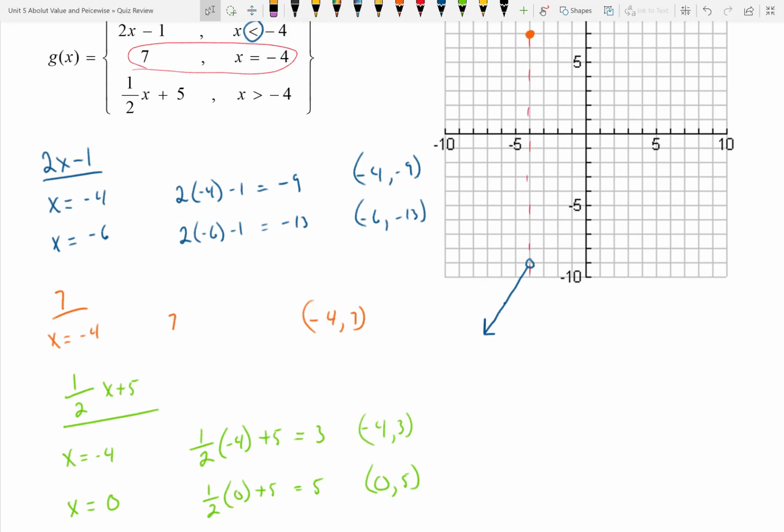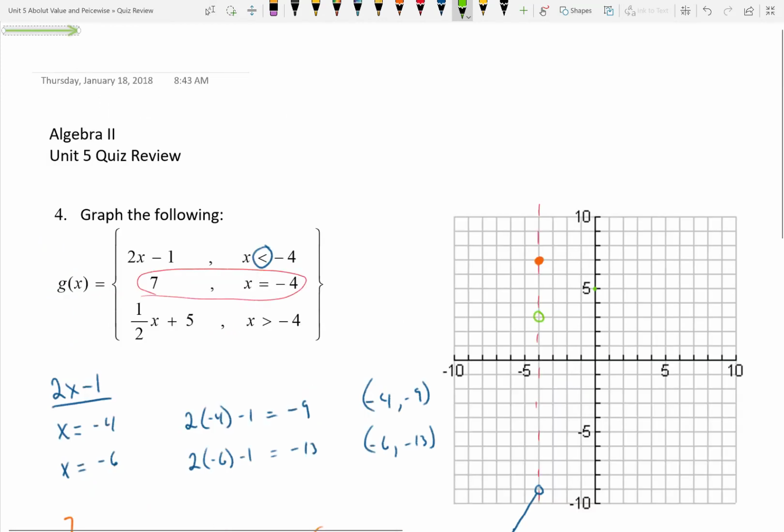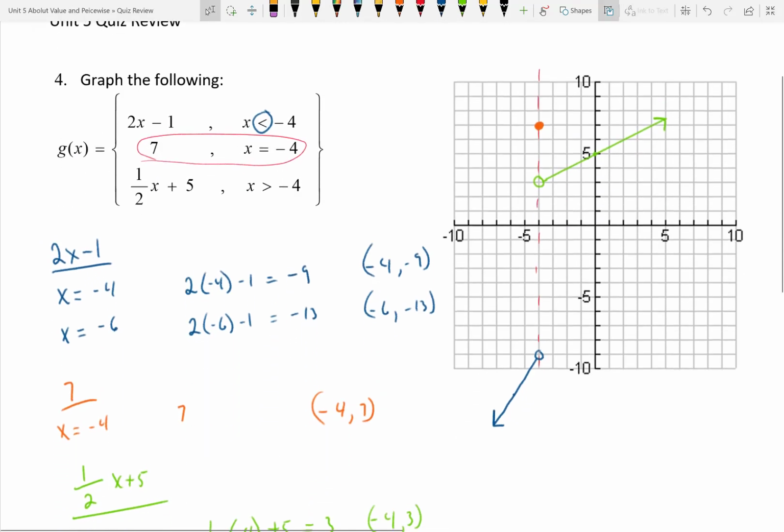So at -4, 3, we'll need another open circle. And then at 0, 5, we'll just put a little tick mark there. And I'll just go ahead and freehand this. Well, actually, no, I'll use my straight edge. See how well this works. And there's my graph.